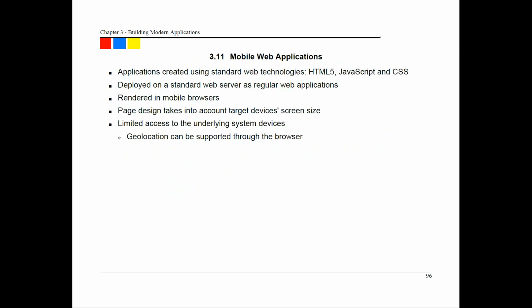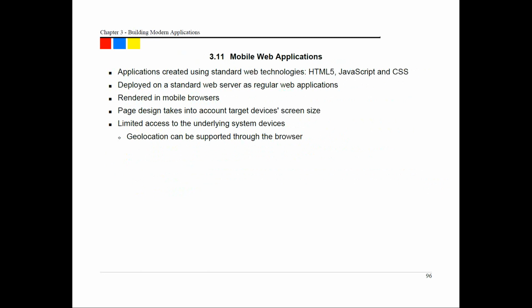And so that would be an app that we are deploying on a standard web server. You hit it at a URL, and the rendering is designed for mobile browsers. So we might use bigger fonts or bigger buttons relatively, and libraries that are geared towards gestures instead of clicks. So page design takes into account the target device's screen.